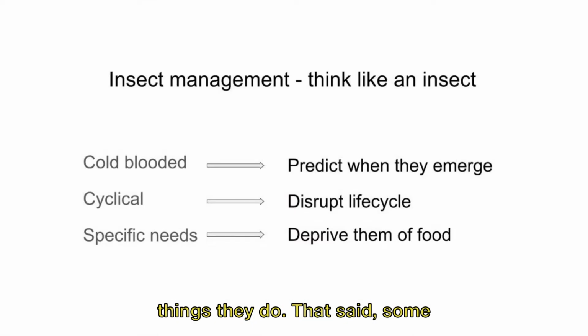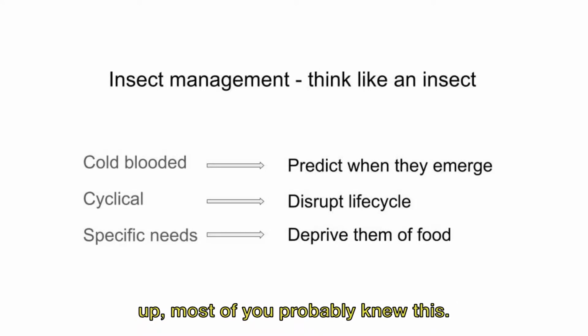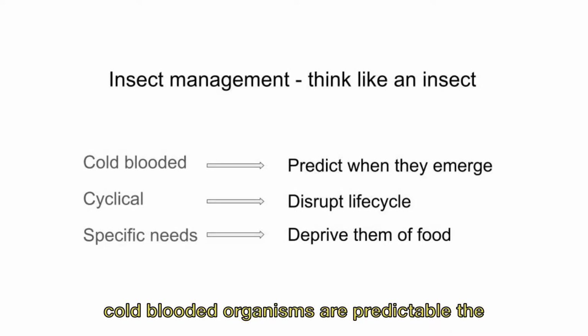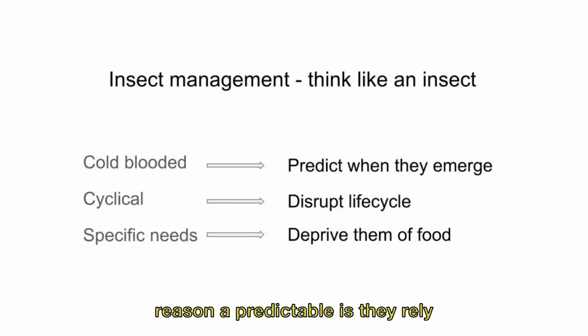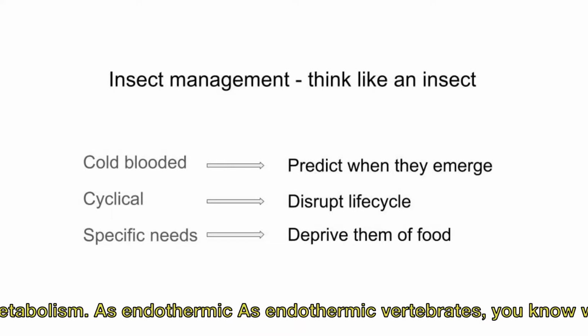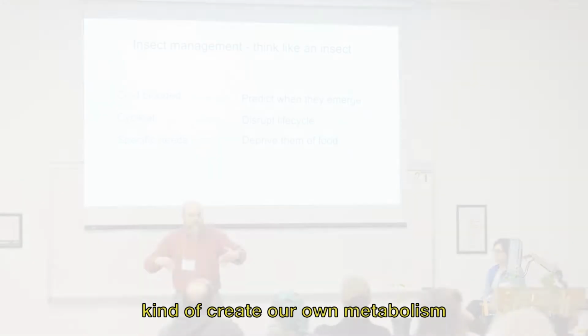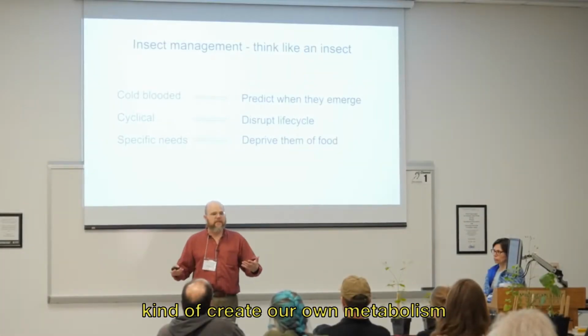That said, some of the things that are really nice about insects is they're cold-blooded. And I bring this up, most of you probably knew this, you learned this in elementary school. But this is really meaningful. Cold-blooded organisms are predictable. The reason they're predictable is they rely on ambient conditions to drive their metabolism. As endothermic vertebrates, we kind of create our own metabolism, right?